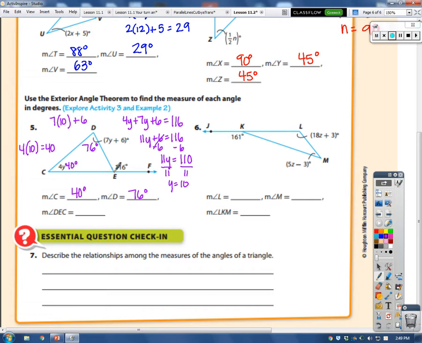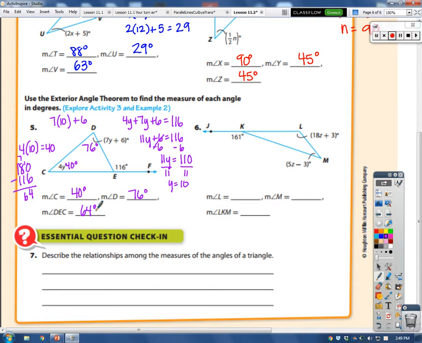So angle DEC, so this missing angle here. So 2 ways I can do that. I can add these up and subtract that from 180, because I know all 3 of these should equal 180 as a sum. Or I can subtract 116 from 180, because these 2 angles added up would be 180. So I'm going to go ahead and do that one. I'm going to take 180 minus 116, and I get, borrow 10, 6, 64 degrees.